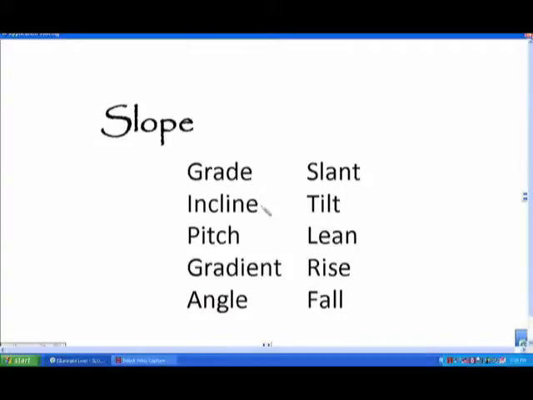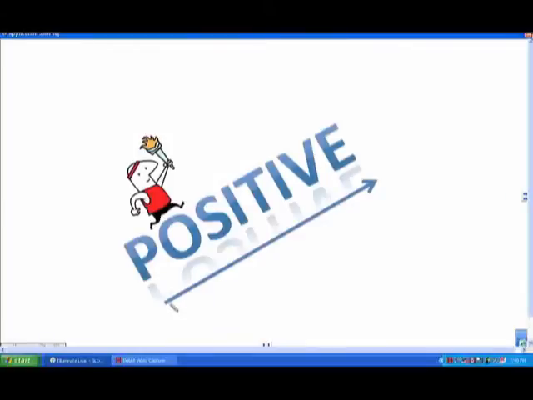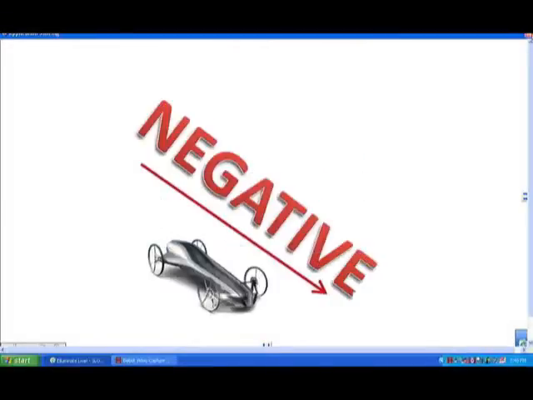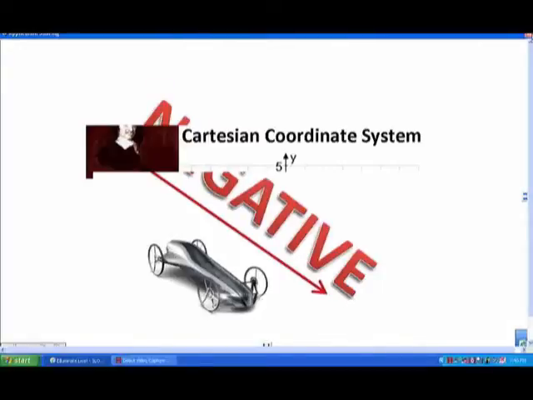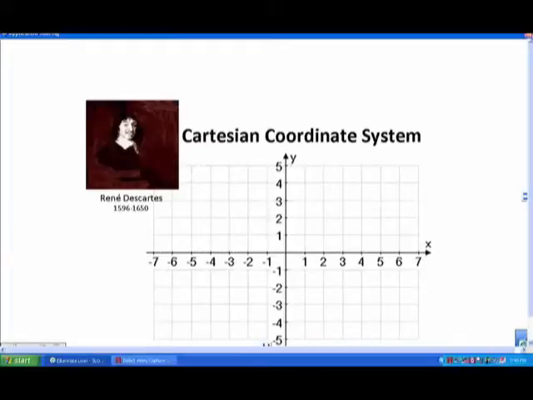Grade, incline, pitch, gradient, angle, slant, tilt, lean, and rise and fall. Rise and fall are particularly used in algebra, and we'll see that application as we go to graph some lines for you. Let's start with two basics. A positive slope is a slope that rises as you go from left to right. It rises to the right, as we say. A negative slope actually falls as you move from left to right. So it's a slope pointed in a downward direction.